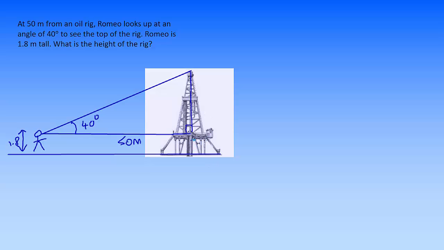So if we want the height of the rig, what we're going to do is work out the length here in the triangle. So if I call that, say, x, and then we'll add on Romeo's height, and we'll get the answer. So compared to the 40 degrees, we can see that this side here is the opposite, and this one is the adjacent. Start with the mnemonic, SOH CAH TOA. Opposite and adjacent, we're using the tangent.